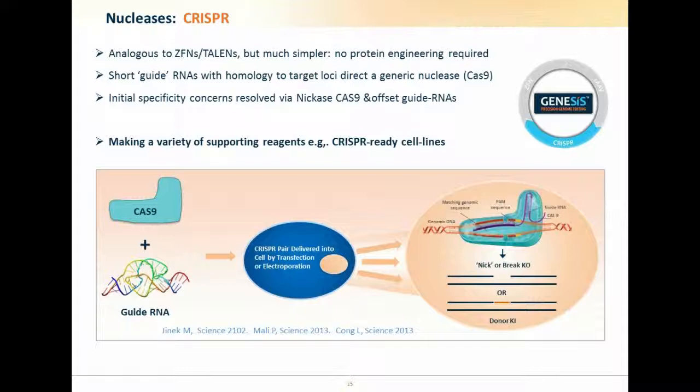One of the things that we're doing here at Horizon is setting up cell lines that have Cas9 in them prepared for expression. So all you have to do then is to electroporate or transfect in the guide RNA of choice and then you can undertake genome editing right then and there.